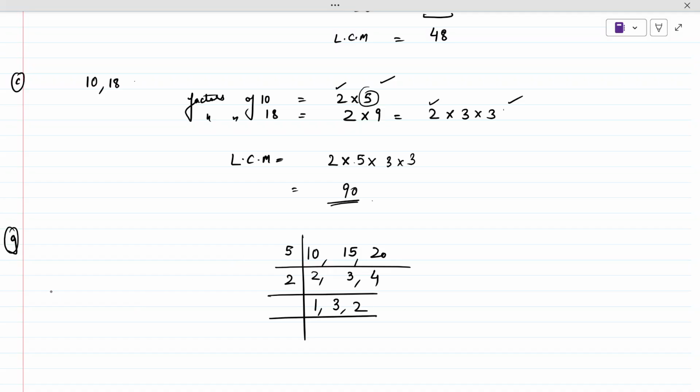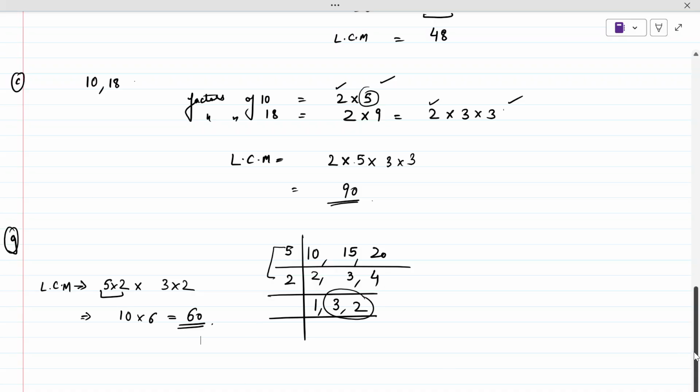What are the common factors? Now I'm writing what is the LCM. What are the common factors? 5 and 2. And what are the uncommon factors? It is 3 and 2. Done? So this is 5 into 2 is 10, 3 into 2 is 6. This will give us 60. This is the answer. Okay. So this is how we have to do such questions, kids.